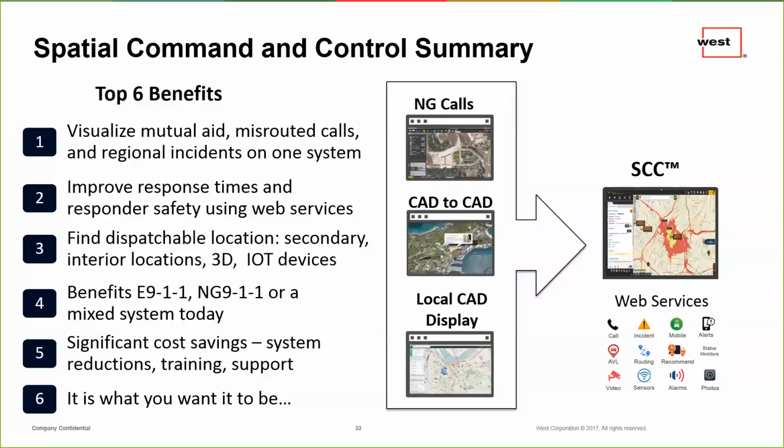And actually, I believe you can save a significant amount of money. Instead of having 270 separate CAD systems in your state and 270 separate location systems, you could have one location system, one display system, and you could integrate across the board because it is what you want it to be. And that's what spatial command and control is really about. So what do you think? You like that slide? Is that a good summary slide?